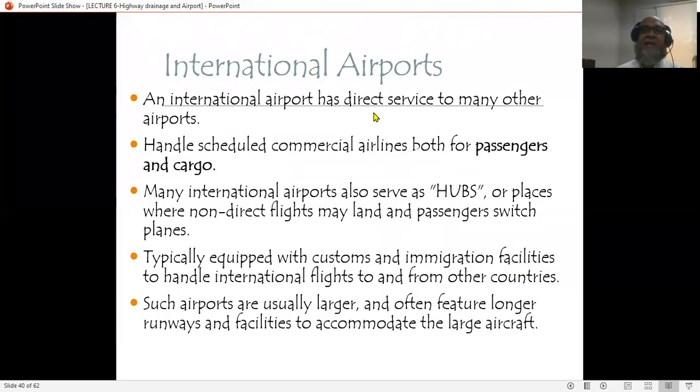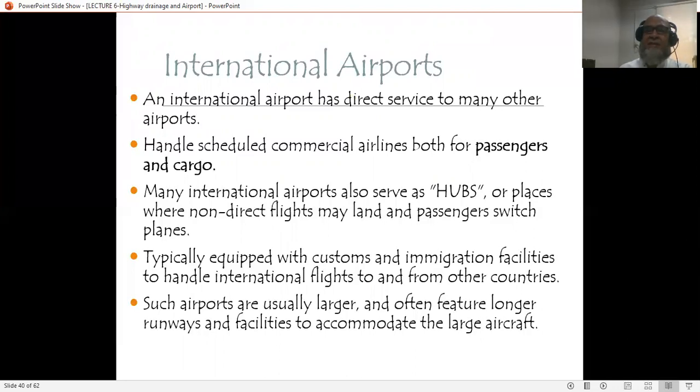What is an international airport? It has direct services to many other airports, and handles scheduled commercial airlines, passengers and cargo. There are many airports that are also known as hub and spoke airports. What does that mean? It means there is no direct flight.